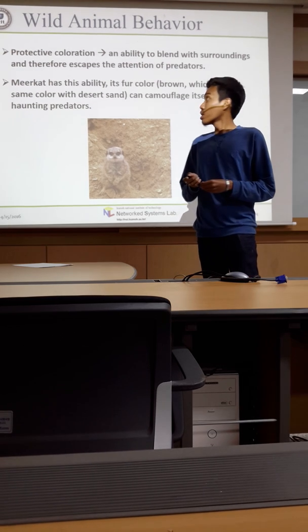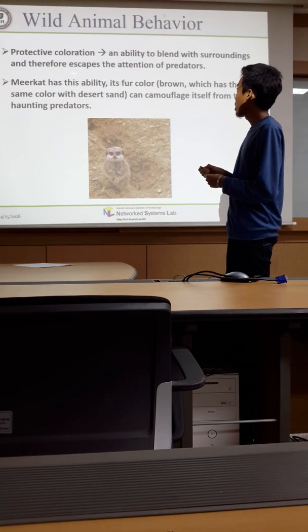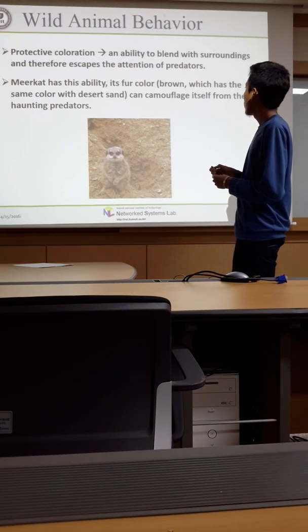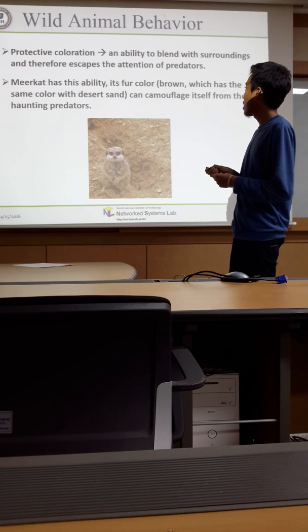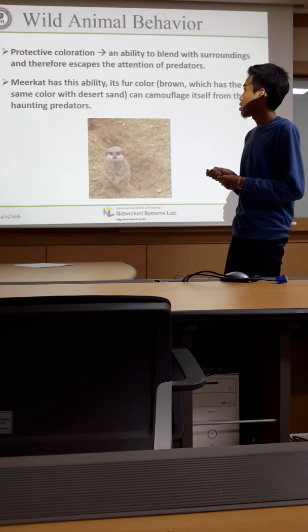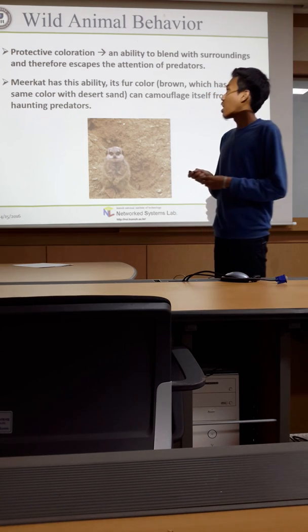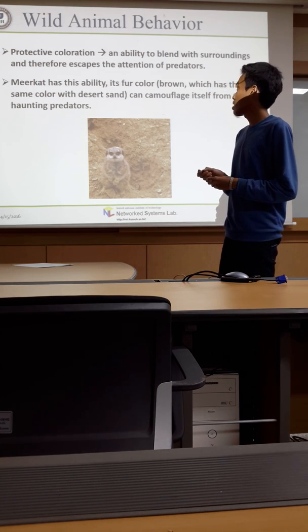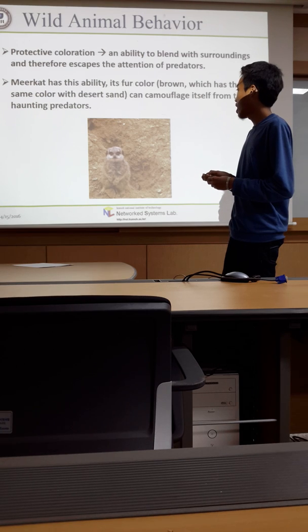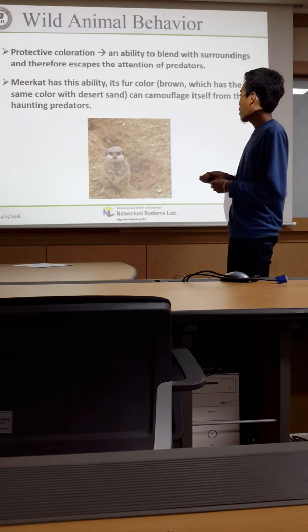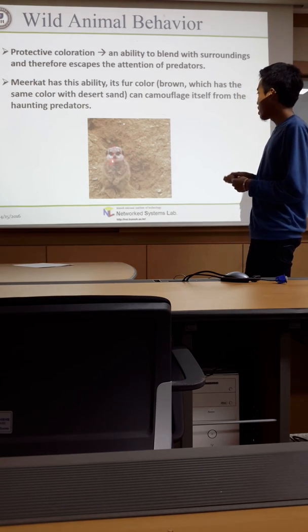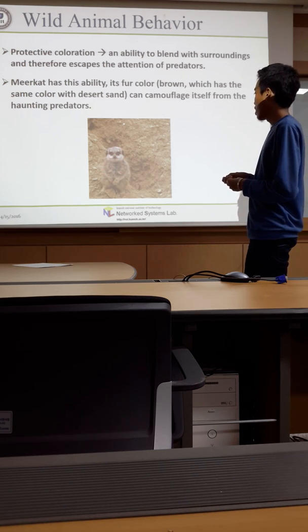So based on the keywords, one of them is protective coloration. It's an ability to blend with surroundings and therefore escape the attention of predators. So this is one of the unique characteristics of animals in the desert, like the meerkat. For example, in this picture, the meerkat has brown fur, like its surrounding, which is the ground.